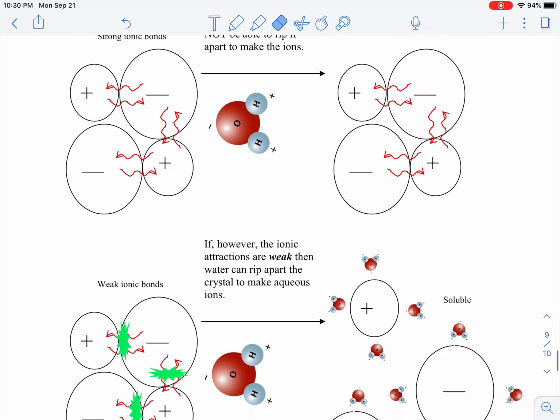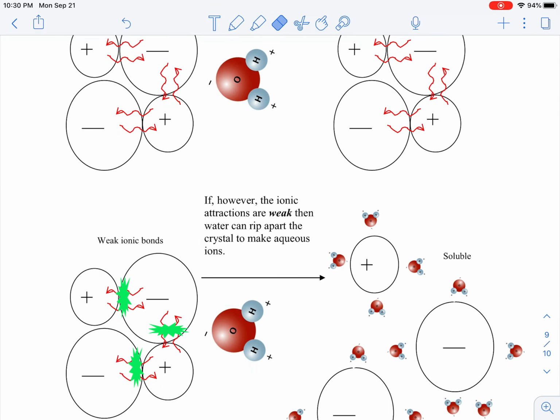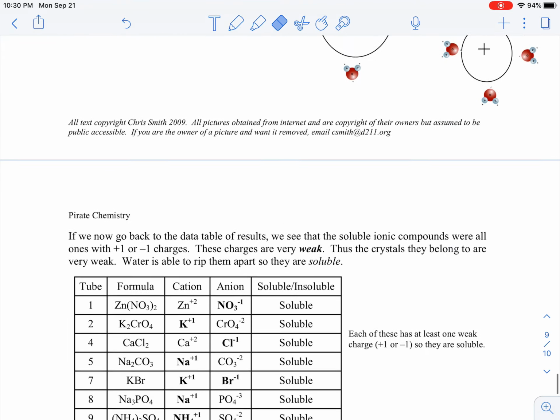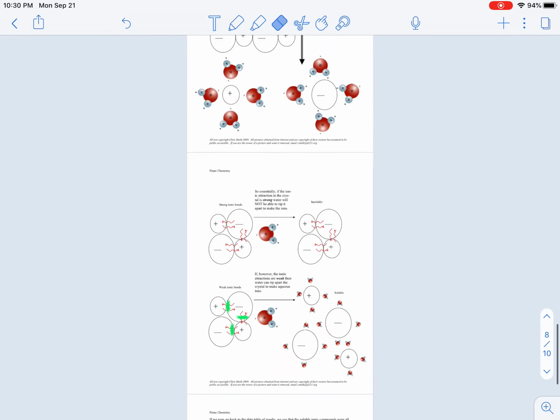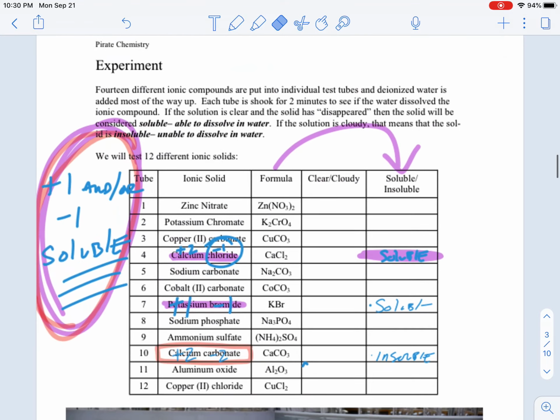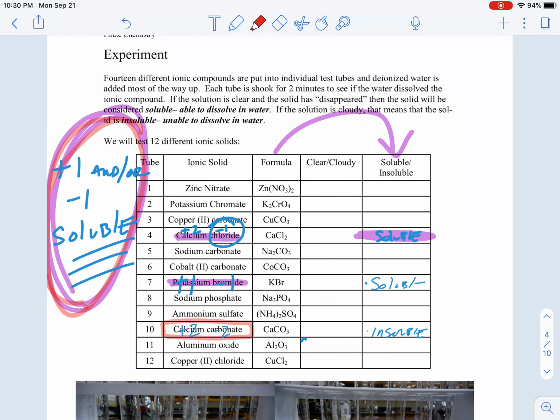One question I get all the time, well, do both of them have to be 1? No, only one of them has to be 1. So, quick review all the way back up here to our initial chart. Pretty simple, plus or minus 1, it's soluble. And if it's soluble, that means that it had a very weak intermolecular force.